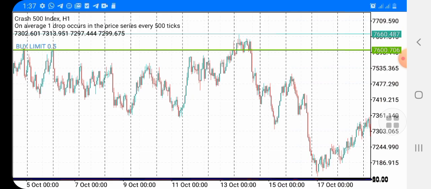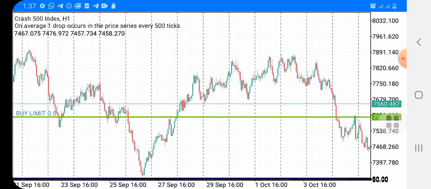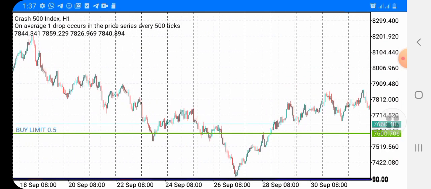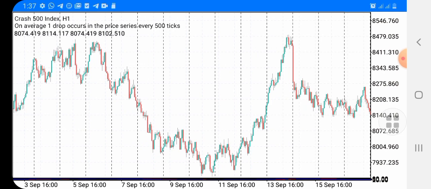So that pattern works like a wonder. It works so good. You don't want to play with this kind of strategy. You go to your charts and find these levels.